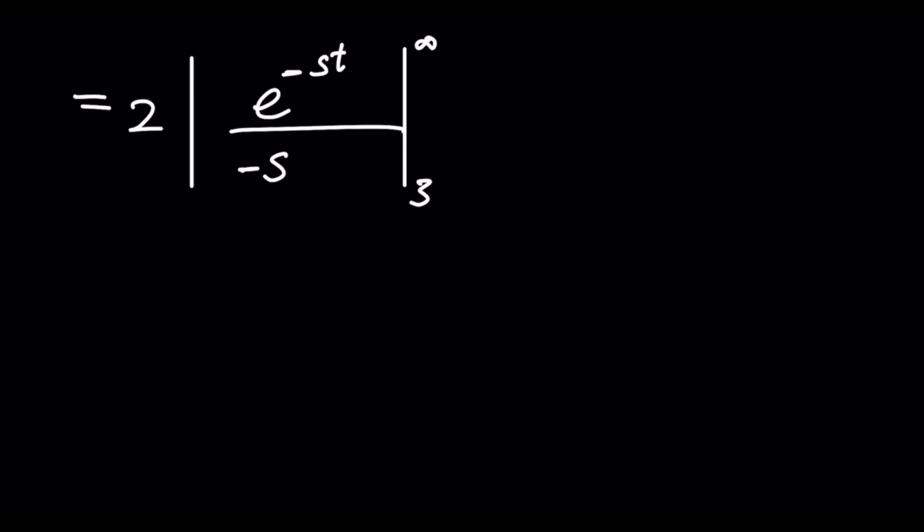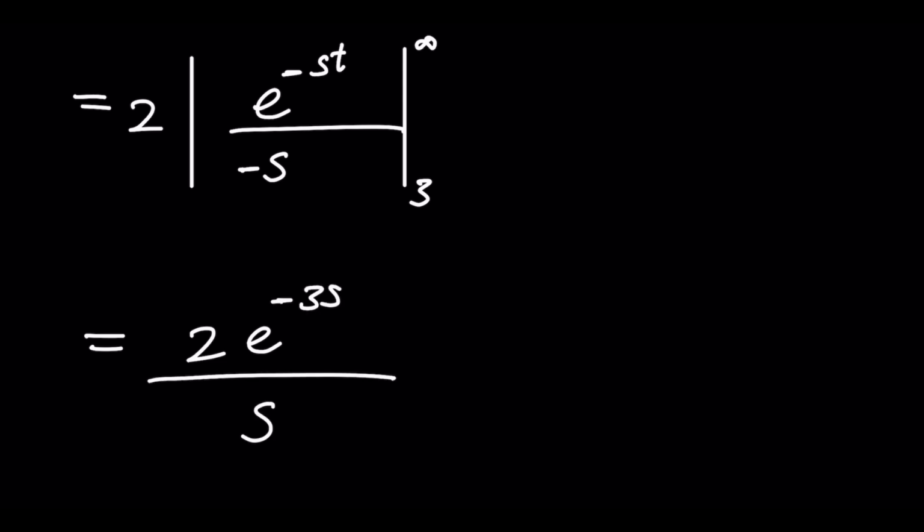Now let's apply the upper and the lower limits. We know that e power minus infinity becomes 0. And when we apply the lower limit, it will become e power minus 3s divided by s. So writing the final answer, you will get 2 e power minus 3s divided by s.